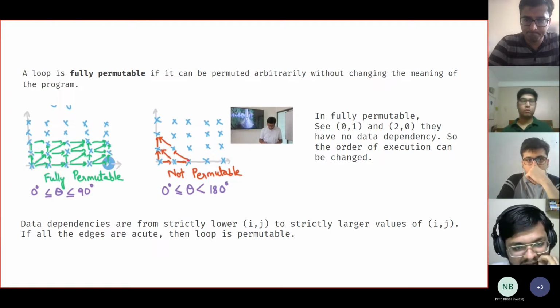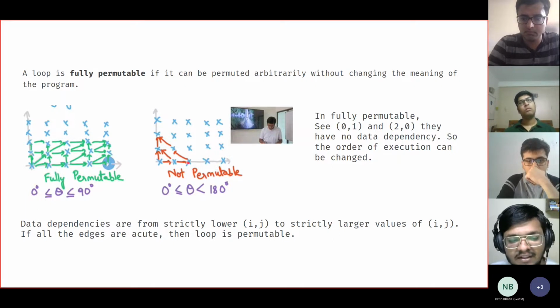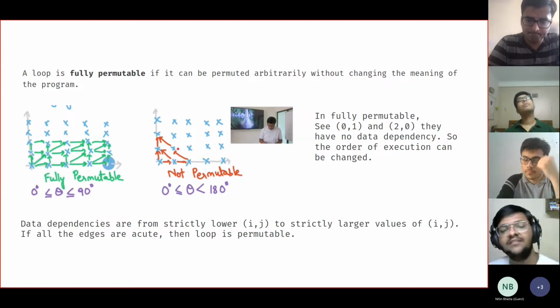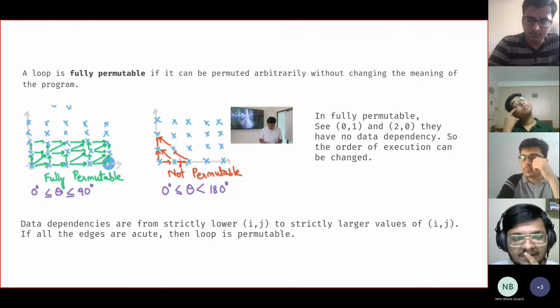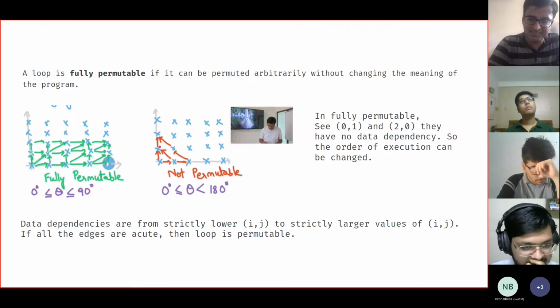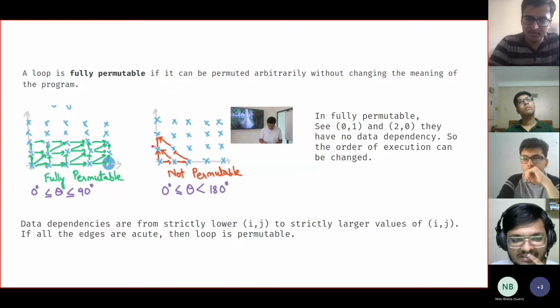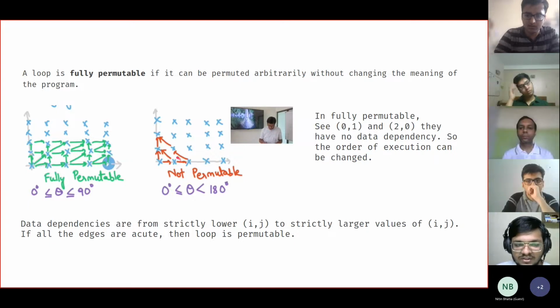But if we take the dependency edges that are greater than 90 degrees, then if we try to swap the axes, our execution order changes along this direction. If the execution order is changing here, then this loop is not fully permutable, because there is a dependency here. So if you particularly see 0 comma 1 and 1 comma 0 here.